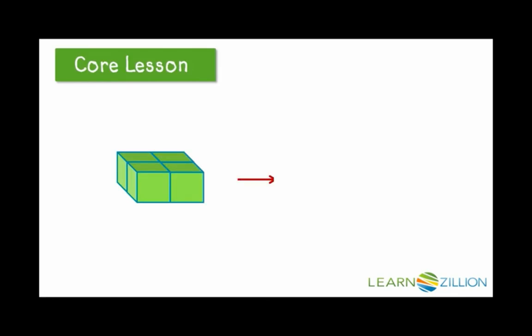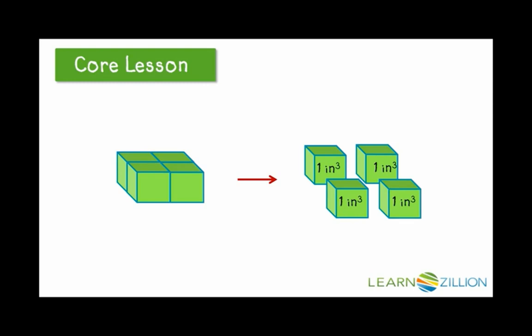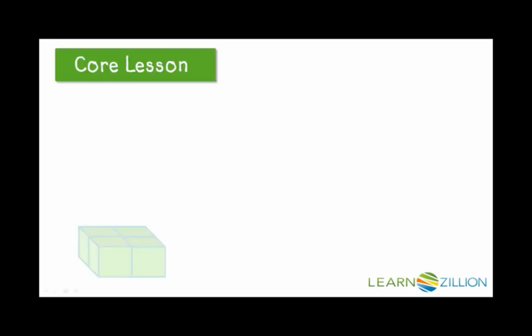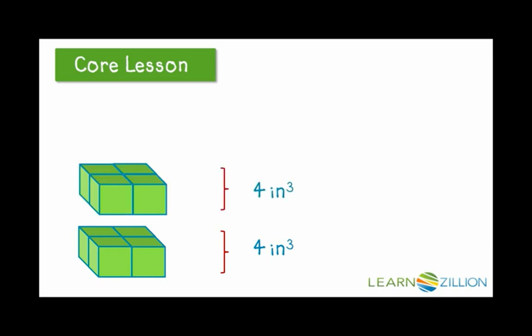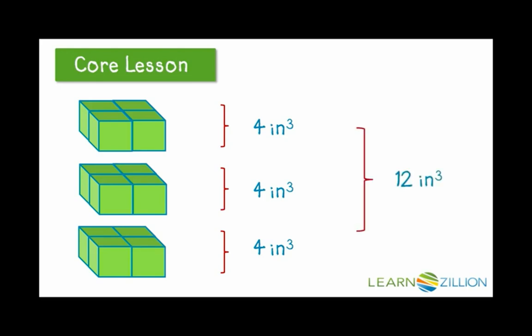If I look at this layer, I can see that it is made up of 1, 2, 3, 4 cubic inches. I'm going to use that same approach. 4 cubic inches on the bottom, 4 cubic inches in the middle, plus 4 cubic inches in that top layer means that unsurprisingly, the volume is exactly the same. No matter which approach we choose, it is 12 cubic inches.